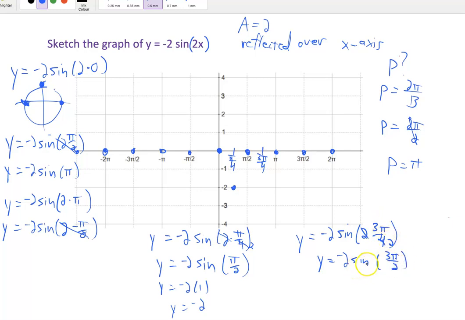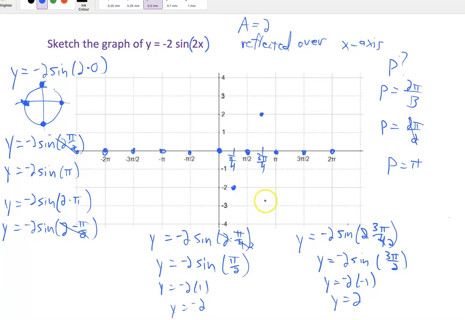All right, now let's actually reference our unit circle here. Sine of 3 pi over 2. So where's 3 pi over 2? Pi over 2, pi, 3 pi over 2. What's down there? The sine of 3 pi over 2 is -1. So let's write that. Y equals -2 times -1. I get y equals 2. Okay, so at 3 pi over 4, I'm at 2.